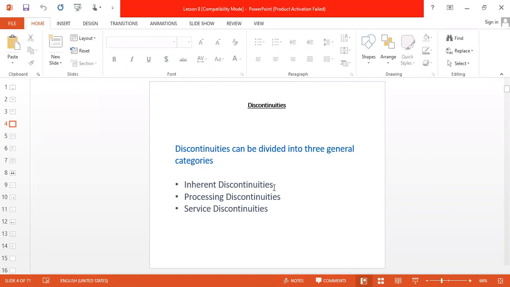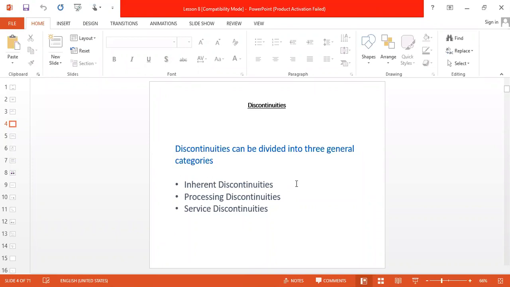Inherent discontinuity means discontinuities that occur while we are making the ingot, at the initial or beginning stage of the steel manufacturing or steel making process. At that time some discontinuities come in the ingot, for example porosity and shrinkage cavity. That all goes to inherent discontinuities.